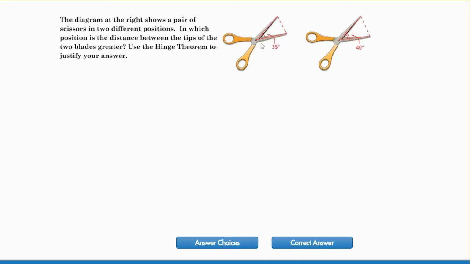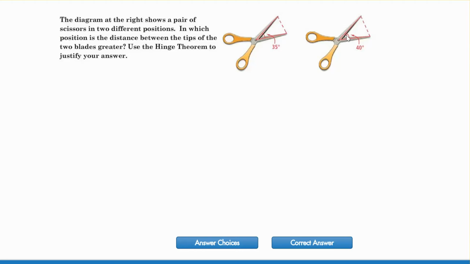So we have the same pair of scissors. One of them is open at a 35-degree angle. One of them is open at a 40-degree angle. So we have this side of this blade congruent to this one. We have this side congruent to this one. So we have two congruent sides, and we're comparing the included angle, the angle in between. So this is 35, this is 40.